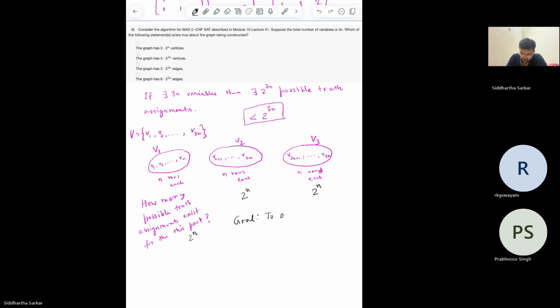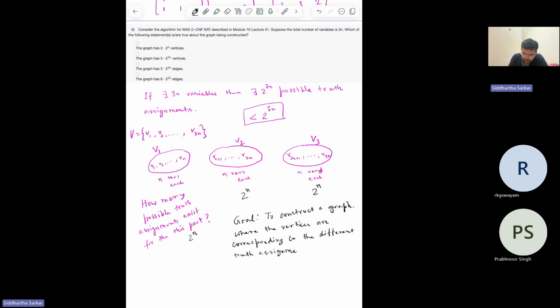Now the goal is to construct a graph where the vertices correspond to the different truth assignments. So now the total number of different truth assignments is only 3 times 2 to the power n. Observe that earlier your total number of truth assignments was 2 to the 3n. Now it has been reduced to only 3 times 2 to the n. That is the total number of assignments you have, and corresponding to each such assignment you will construct one vertex in the graph. That is the first part of the question, how many vertices this graph has. So this is the total number of vertices. Is that all right?